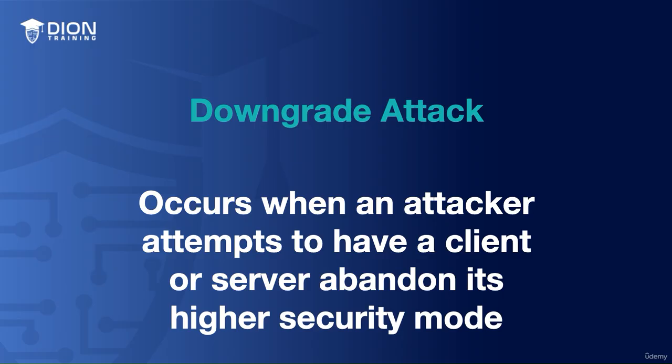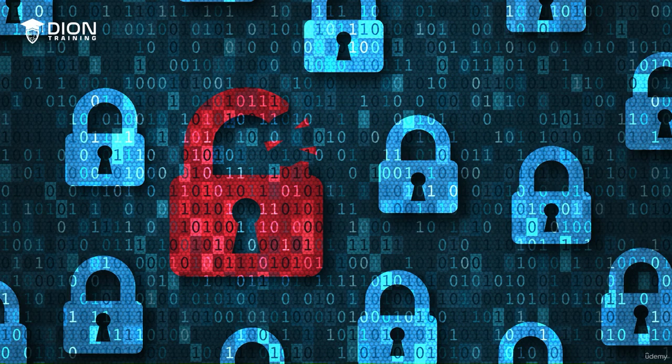Now, if SSL stripping isn't possible, then we can attempt to perform a downgrade attack instead. In a downgrade attack, the attacker attempts to have a client or server abandon its higher security mode in favor of a lower security mode. For example, if the client tries to connect to a server and negotiate a higher level of encryption like TLS 1.2 or 1.3, but they're connected through an intermediary attacker who's in an on-path position, that attacker may allow encryption to occur, so they'll see that little lock in their web browser, but only at a lower level, such as using SSL 2.0, which is much easier for the attacker to crack.